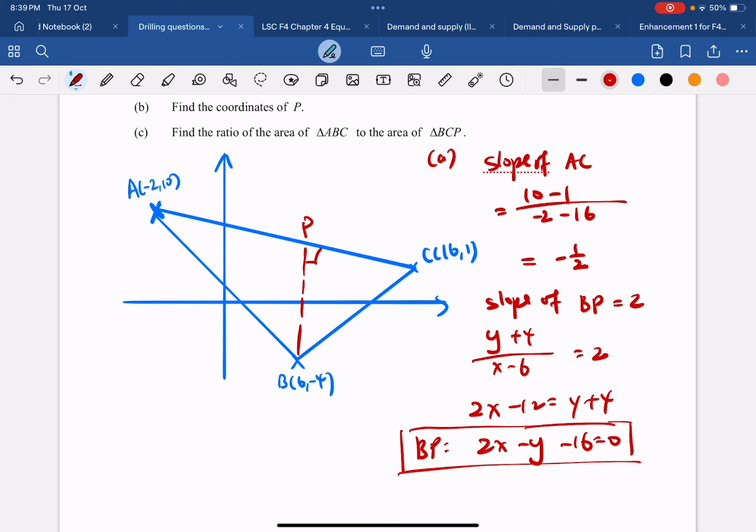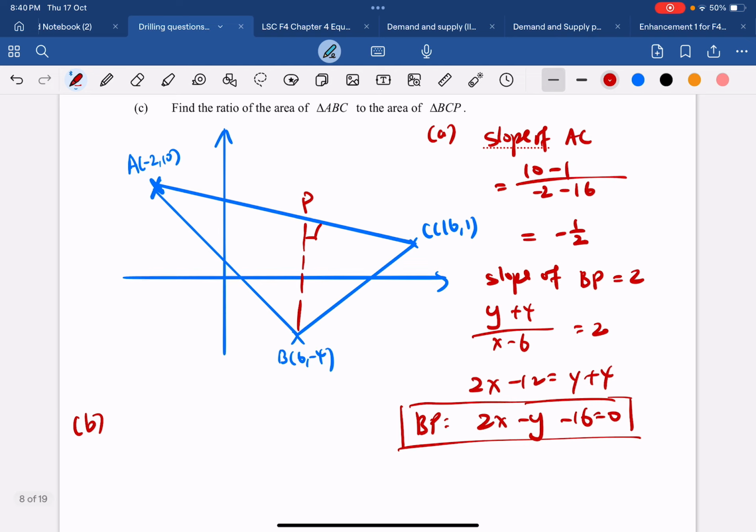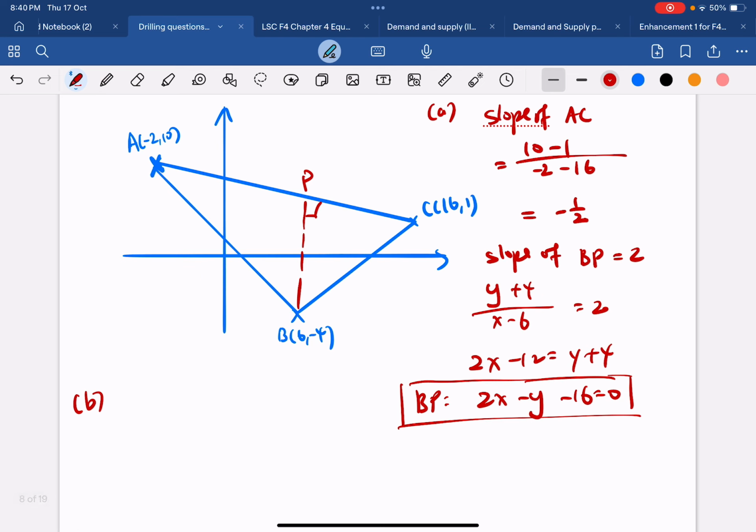Okay, so now find the coordinates of P for part B. So you know P is the intersection of BP and AC, right? P 係咪 AC 同埋 BP 兩條線嘅相交點啊? So we just solve the simultaneous equations. But for sure, we also need to find the equation of AC, right? We've got the slope of AC, so just use point-slope form. So the equation for AC would be y equals negative 1 over 2 x plus 9.